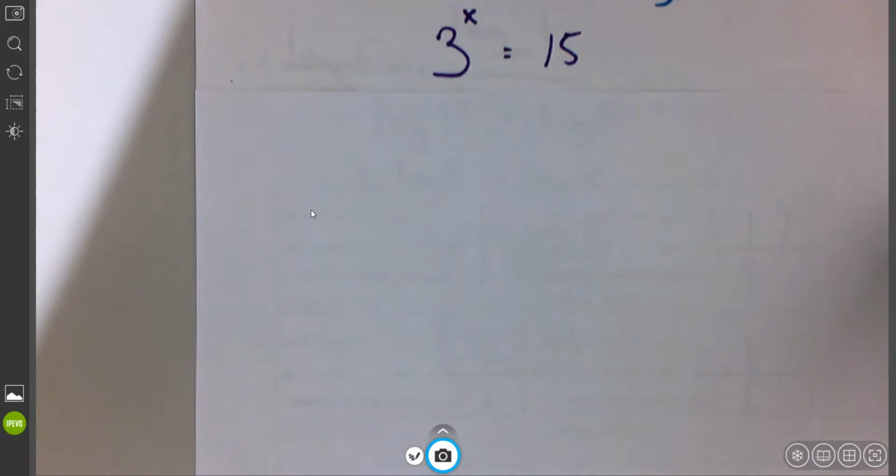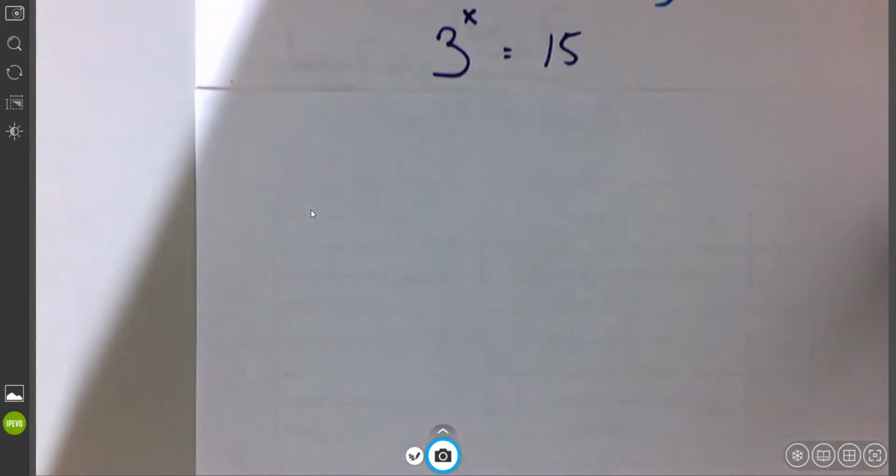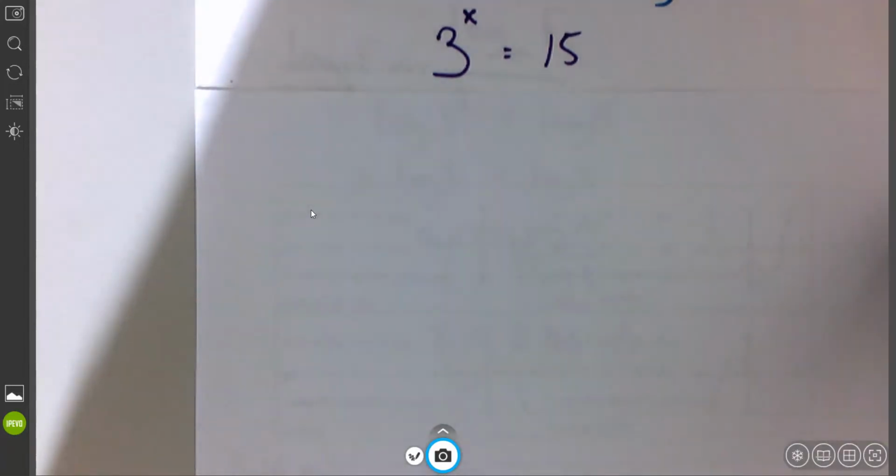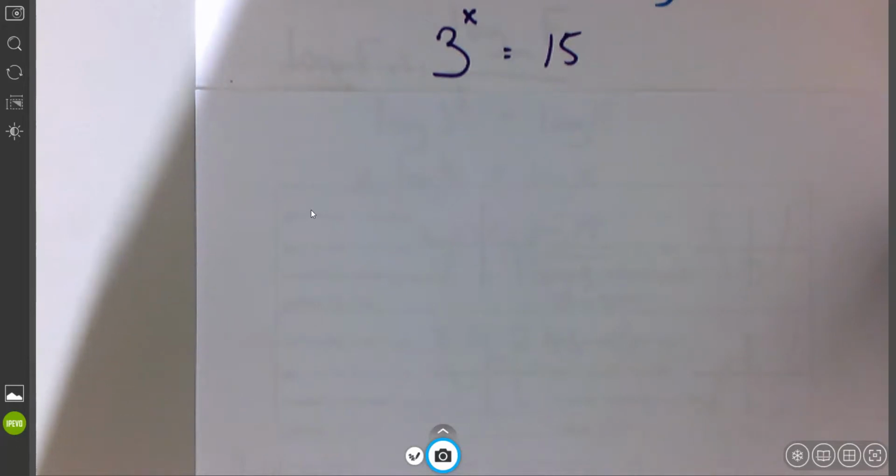There it is. 3 to the x equals 15. And I remember thinking, I can square root it, but that's not going to do me anything. I can't divide by 3. I was stuck. We were at a point in my math life that I can't solve this. So I needed a different tool. And a logarithm is that tool.